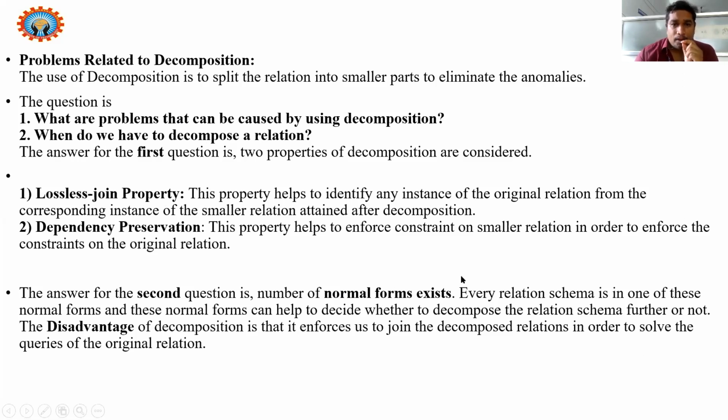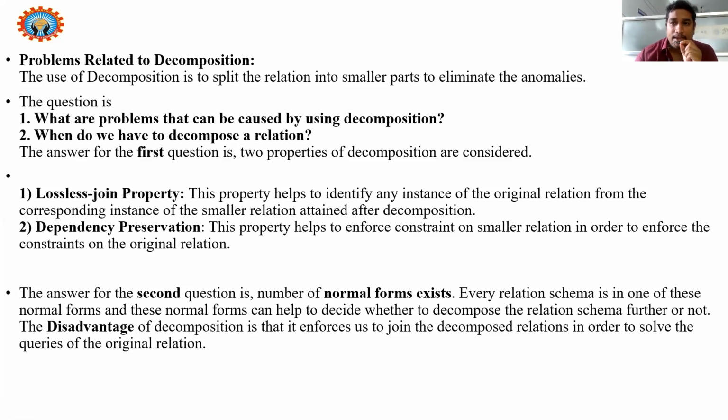So we have to identify a subpart of the original relation. From the subparts, we have to attain the new relation. Okay. And dependency preservation helps to enforce some constraints on the smaller relation in order to enforce the constraints on the original relation. You take the original relation, apply some enforcing constraints, that is the integrity constraints, and you again get the original relation. This is the process of dependency preservation.